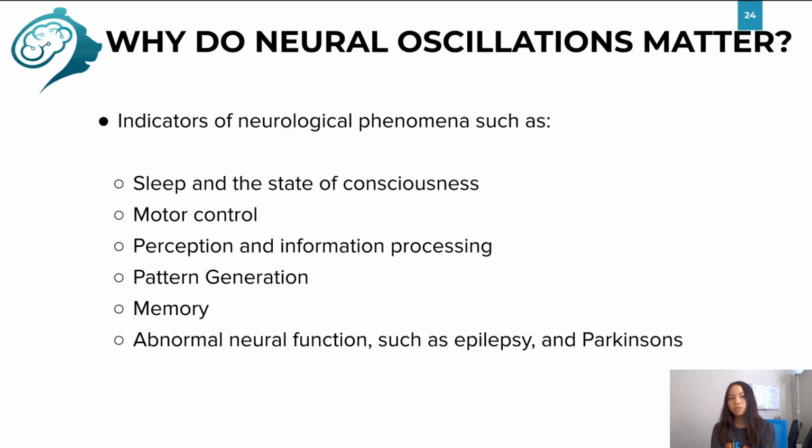So, why do neural oscillations matter? Well, brain waves are useful in a variety of ways. From a diagnostic and imaging perspective, they can be used as indicators of specific neurological phenomena such as sleep and state of consciousness, motor control, perception, and information processing. Also pattern generation, memory, and abnormal neural functions such as epilepsy and Parkinson's.